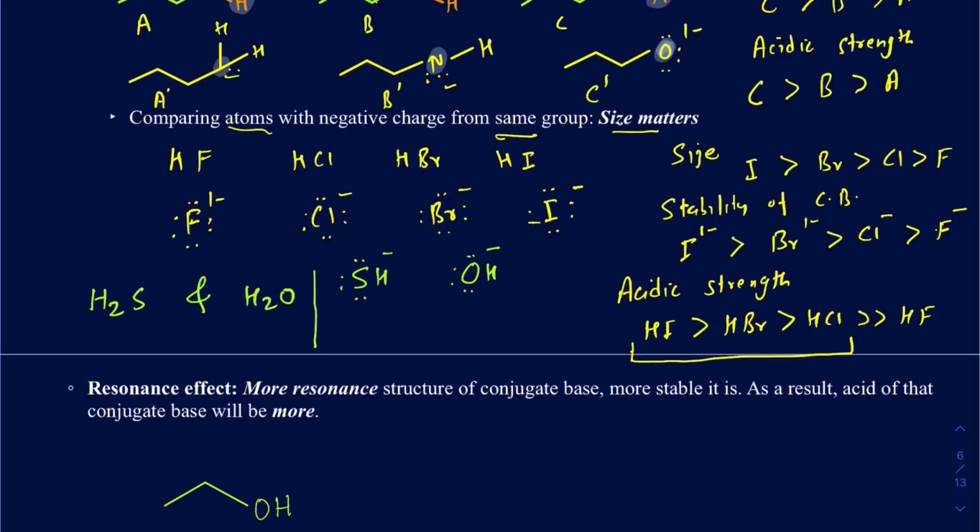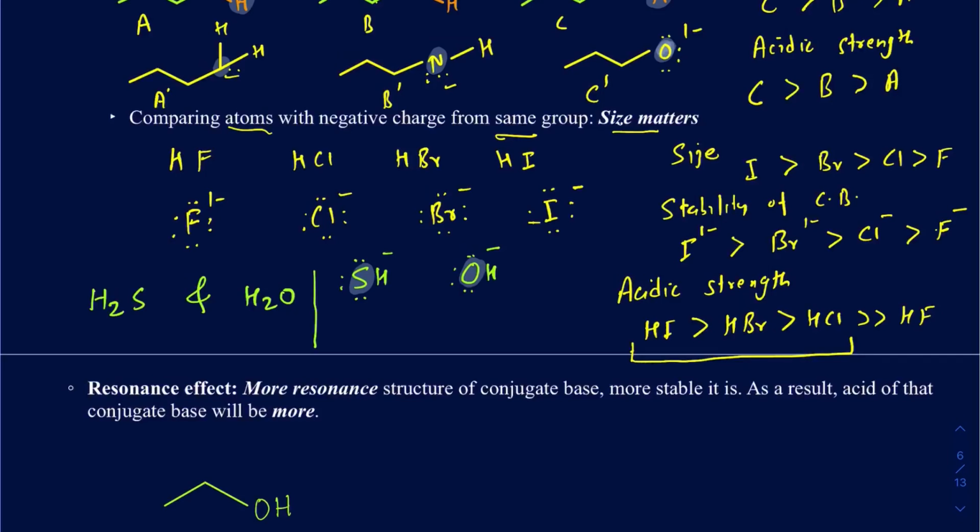Between those two, in one case sulfur gets the negative charge, and in the other oxygen gets the negative charge. Since we're still looking at the atom effect, oxygen and sulfur are in the same group, so size is going to matter. Who is going to be bigger in size in this particular case? Well, sulfur is below oxygen in the periodic table, so it's going to be bigger in size.